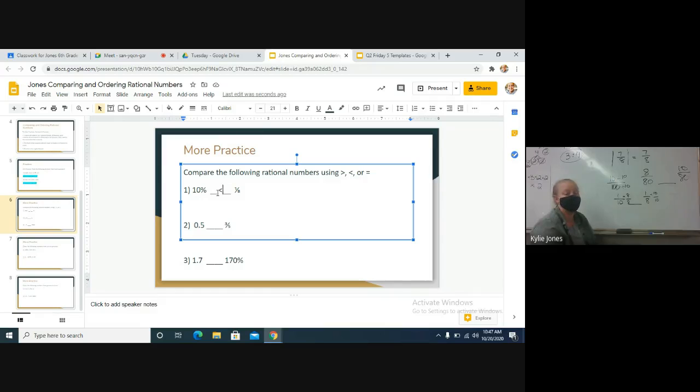A little bit. Okay. Do you guys want to try number 2 and 3 on your own? Yeah. All right. Let's take about 4 minutes. Try number 2 and 3 on your own. See if you can get those right. Change them to the same format. Both decimals, both percents, or both fractions so you can compare.